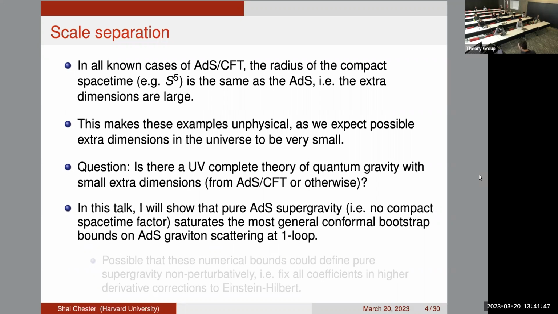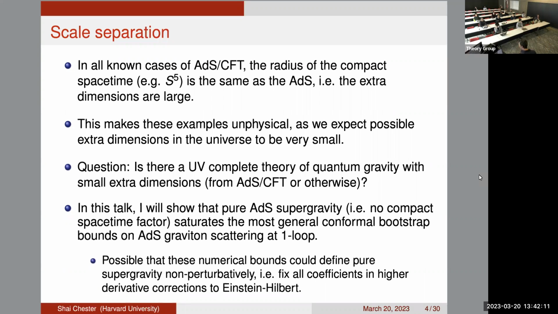And so in this talk, I will show that pure supergravity, which I define to be a theory of quantum gravity on AdS with no compact spacetime factor, so this is the most extreme case of scale separation, where one scale is just 0, saturates the most general conformal bootstrap bounds on AdS graviton scattering, which we verify at 1 loop order in this low energy expansion. And furthermore, I will show some intriguing evidence that these numerical bootstrap bounds might be able to define pure supergravity even non-perturbatively in the energy, which is a very bold claim. I'm not going to put all my money on that, but there's some intriguing evidence in that direction.